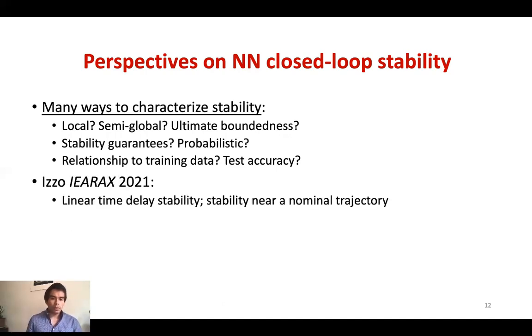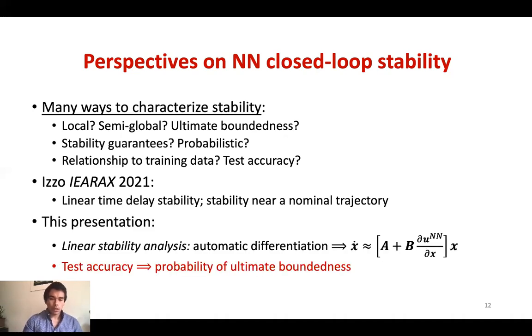So we found a little bit of prior work on this. There's a group by, this is Dario Izzo, I believe, and they've done some work on linear time delay stability analysis and some stability around a nominal trajectory. And then what we'll talk about today, two things. First is to try to do a linear stability analysis by applying automatic differentiation to get a representation of our closed loop linearized system, and you can do standard linear tools on that.